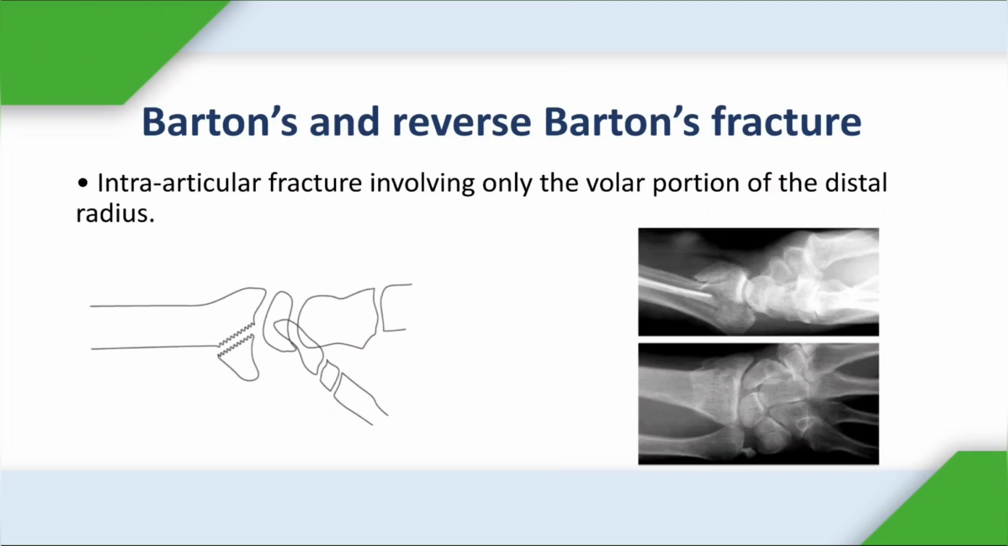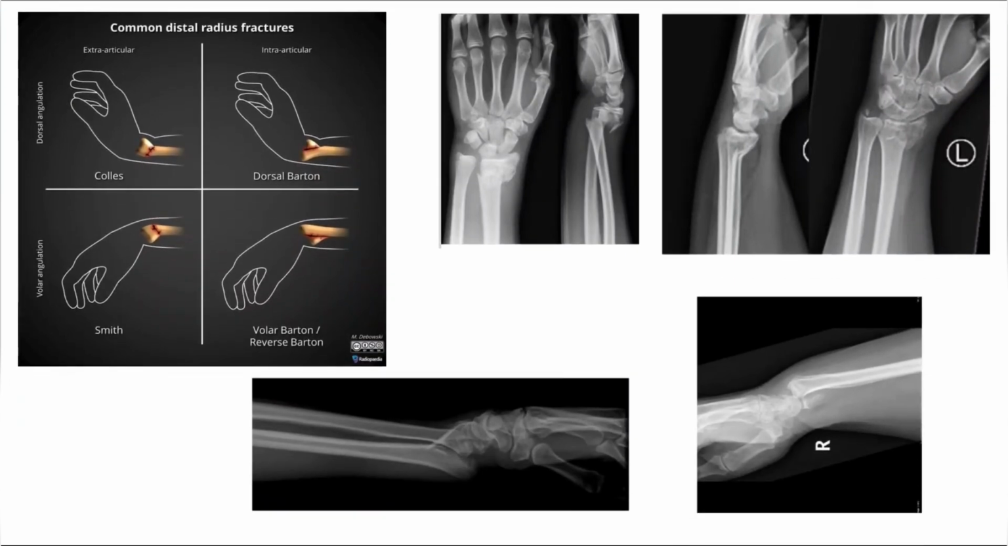We have Barton's and reverse Barton's fracture. What are these? These are also fractures of the distal radius, but they involve the articular surface. So it is an intra-articular fracture. So in Barton, there will be intra-articular involvement and the fracture part is displaced dorsally, while the other one is displaced ventrally. So both of them need orthopedic follow-up and treatment because they need operation.